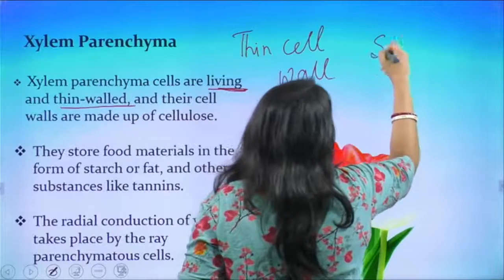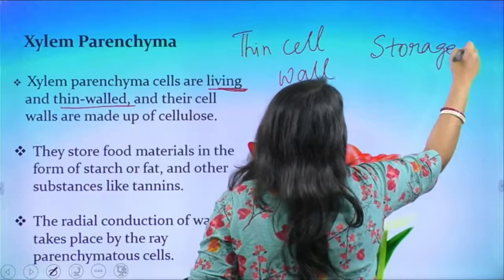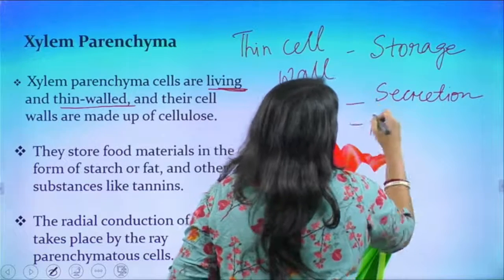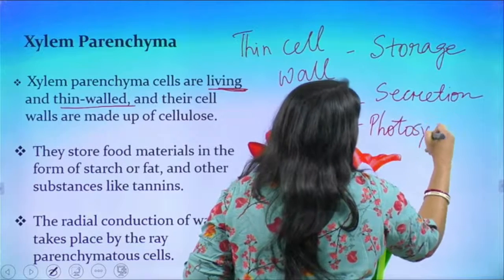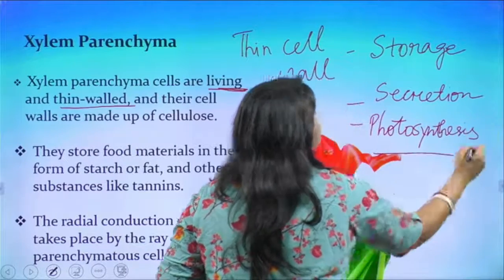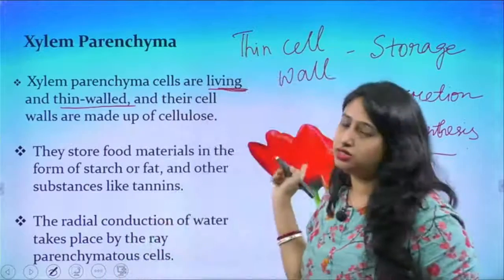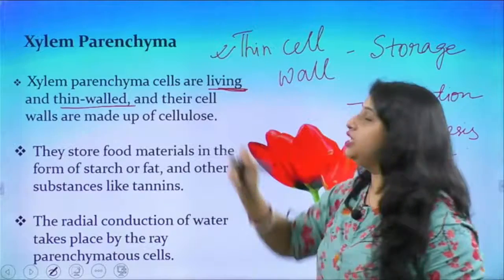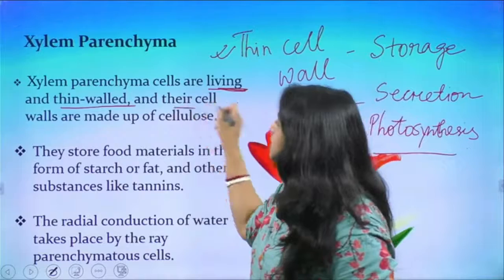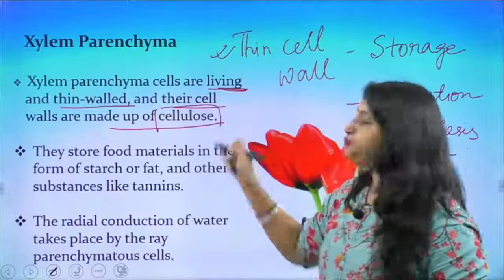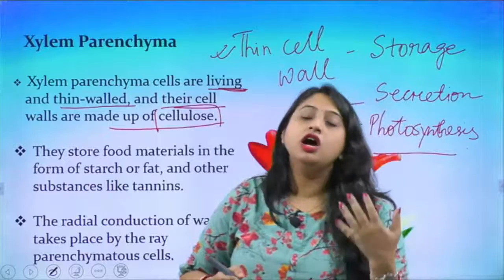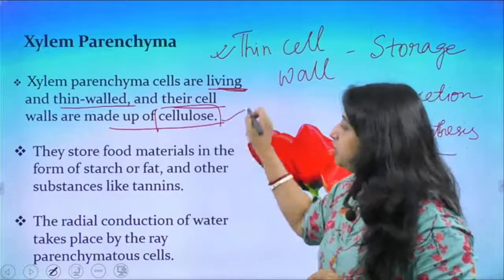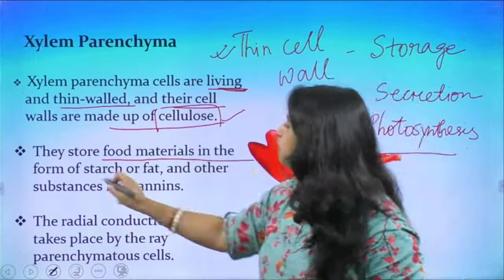They are only responsible for storage, secretion, and photosynthesis. So the function of parenchyma is all these three things. They cannot provide support because they have a thin cell wall. Clear? Their cell walls are made up of cellulose, which we saw in the last class when we were learning about parenchyma. They store food materials in the form of starch.